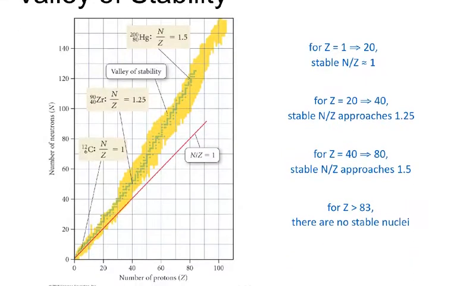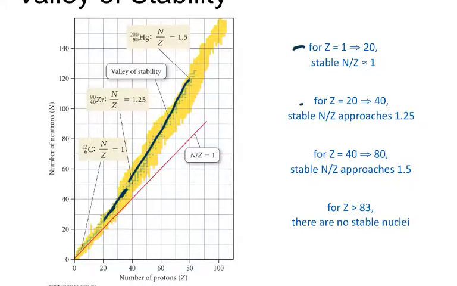So there's something called the valley of stability. You can see in yellow there is the valley of stability, and those are the stable nuclei. So if your atomic number is 1 to 20, you want about a 1-to-1 ratio of neutrons to protons. For 20 to 40, you can see we start to curve up here. That ratio approaches 1.25. For 40 to 80, we're even steeper.